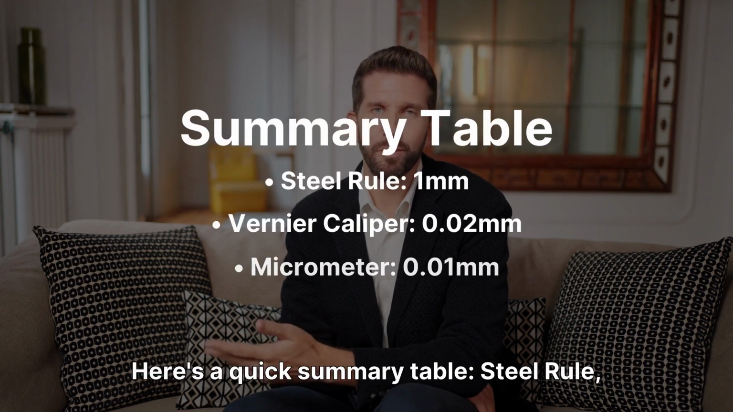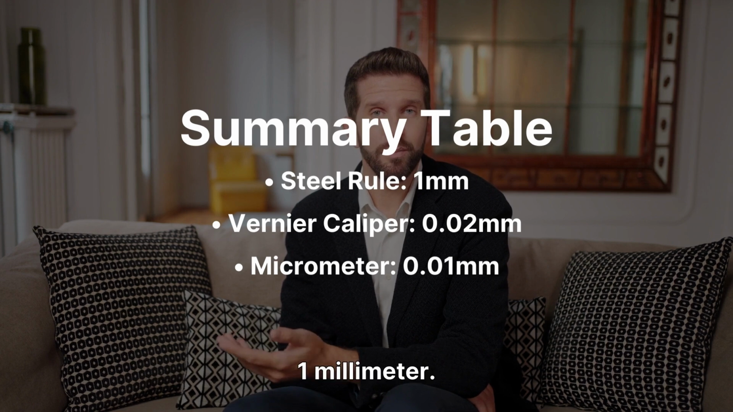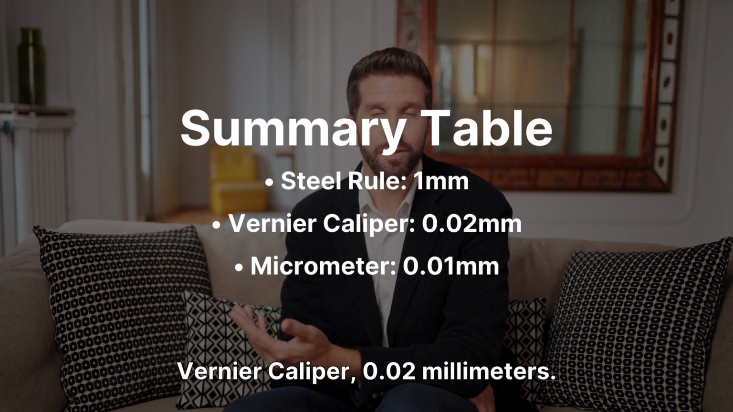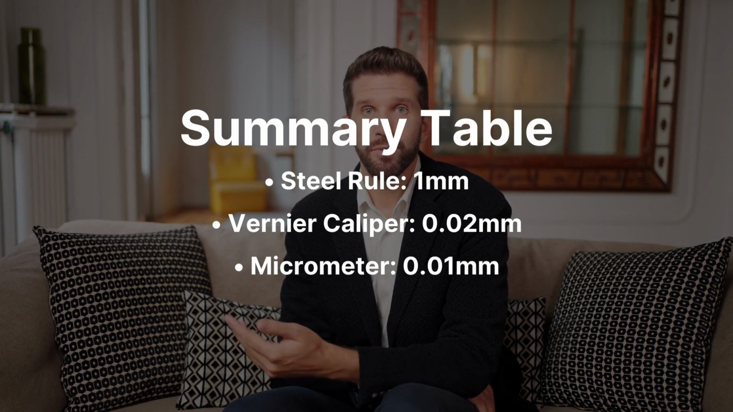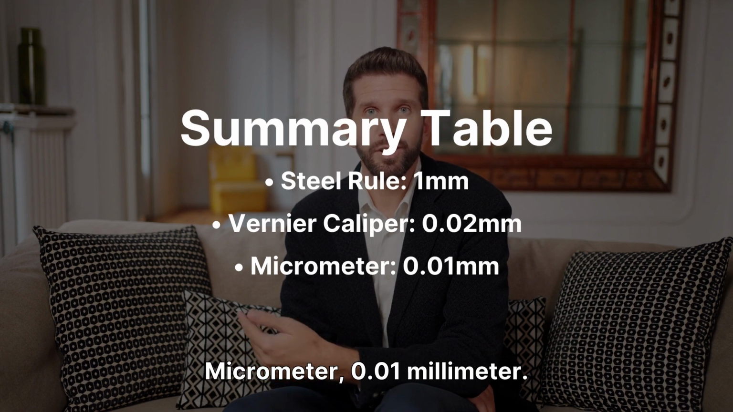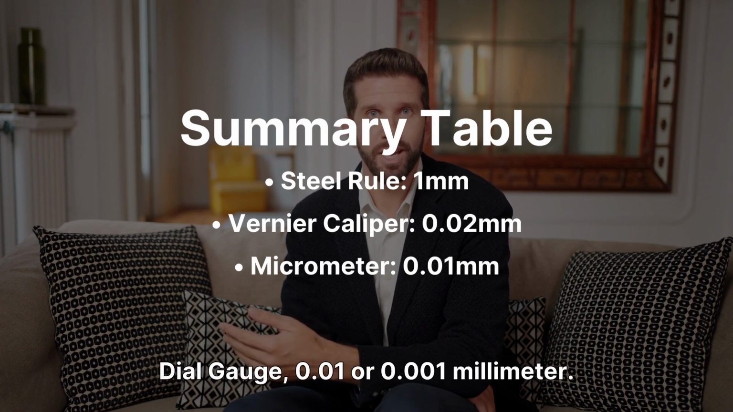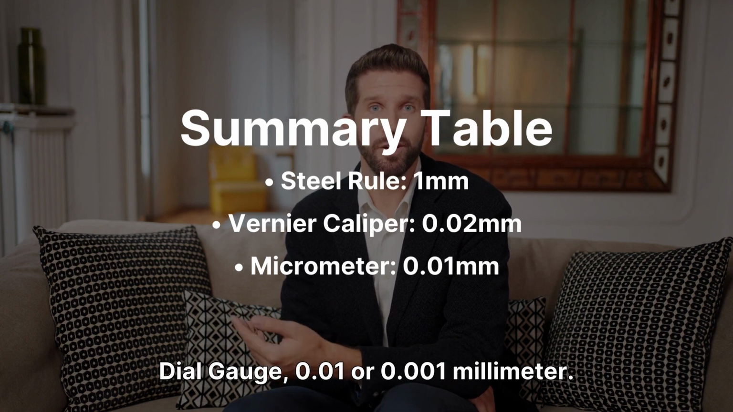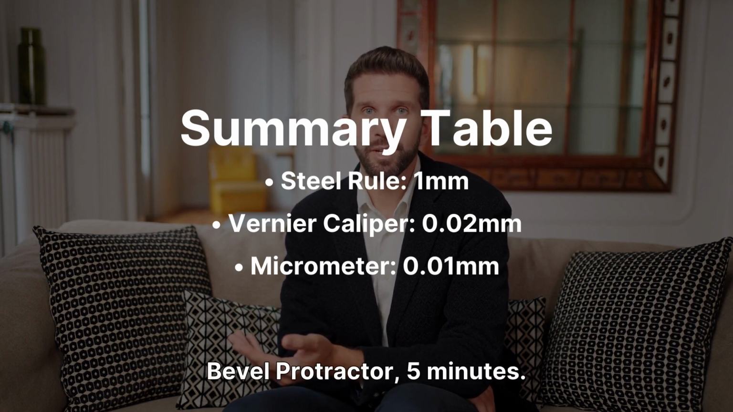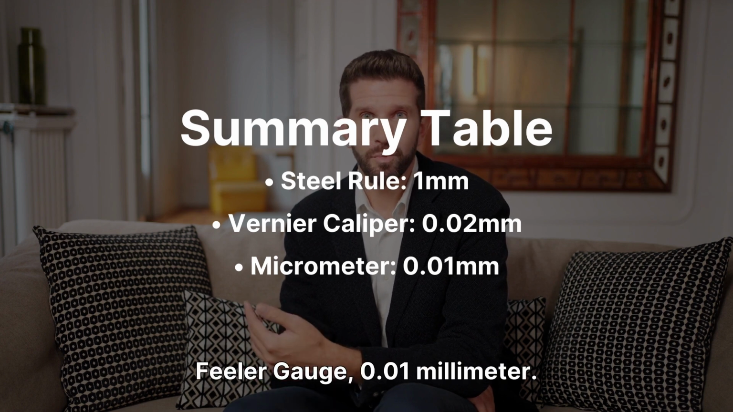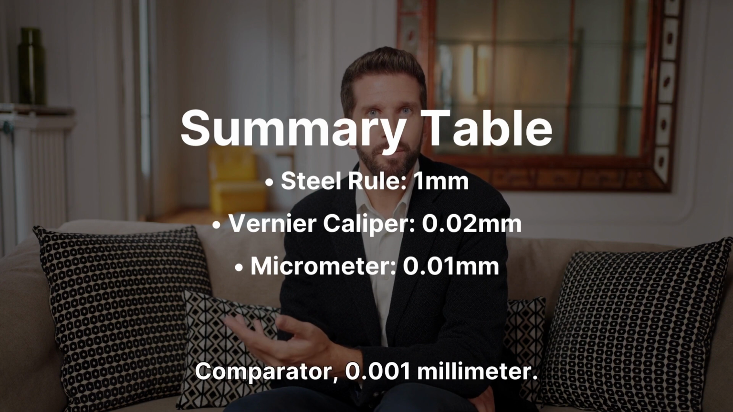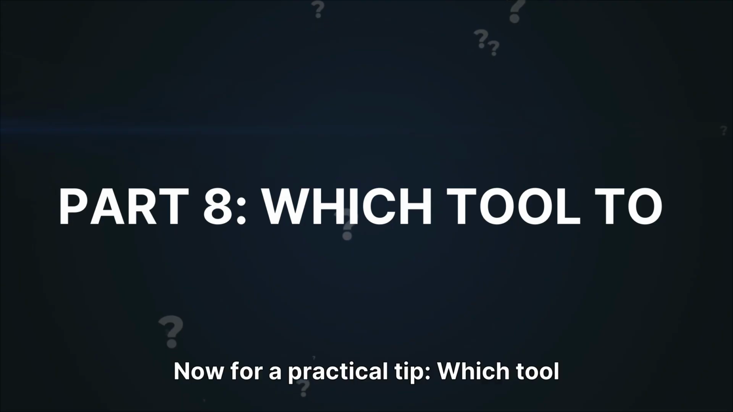Here's a quick summary table. Steel rule, 1 millimeter. Vernier caliper, 0.02 millimeters. Micrometer, 0.01 millimeter. Dial gauge, 0.01 or 0.001 millimeter. Bevel protractor, 5 minutes. Feeler gauge, 0.01 millimeter. Comparator, 0.001 millimeter. Now for a practical tip.